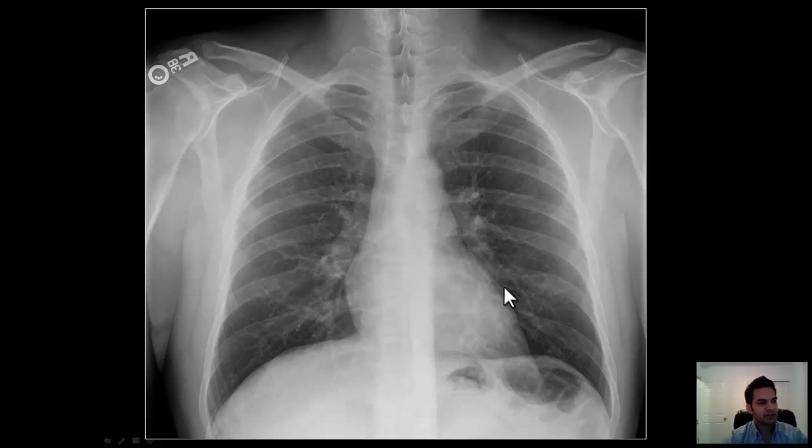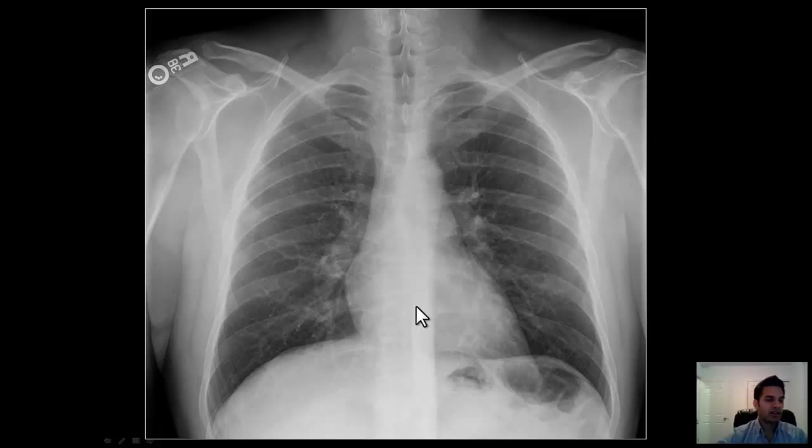Again, here on the left side, if something obscures the left heart border, that usually puts you in the lingular region of the left upper lobe. If something obscures the left hemidiaphragm, that would put you in the left lower lobe. So that's pretty much the search on a PA view.